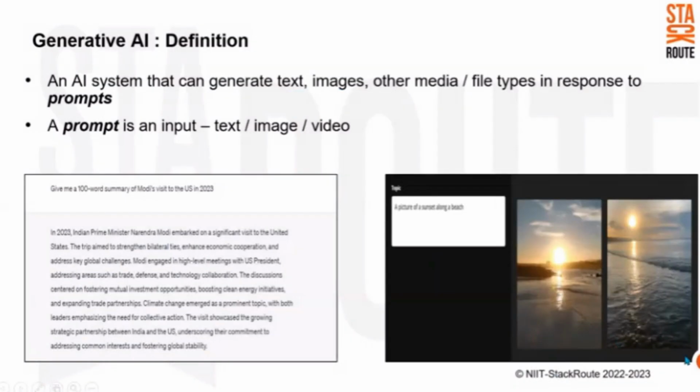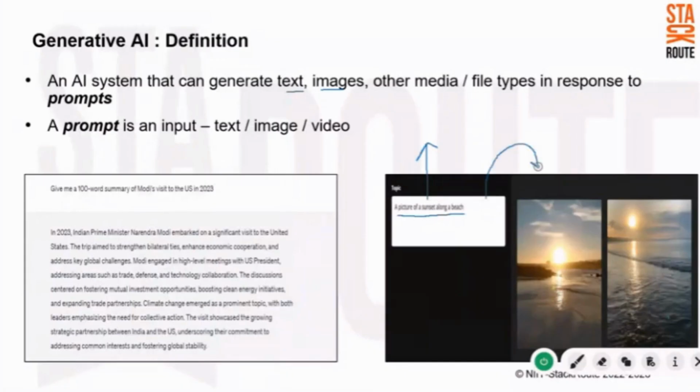Now here I'm giving a similar kind of prompt. And here the prompt is, I want a picture of a sunset along a beach. Now, what is the response? So here the response is going to be an image. So based on this, it is going to generate an image or maybe multiple images depending upon which tool you are using. Usually it is one image, but sometimes some platforms provide more than one image. Okay, so there you can see how this image gets generated.